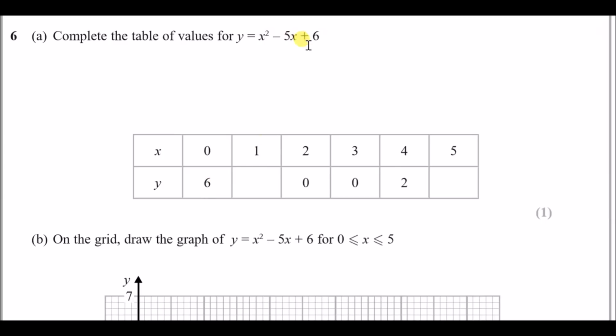So all you have to do is plug in 1. So y equals 1 squared, which is 1, minus 5 times 1, which is 5, plus 6. Put this in the calculator or do it all at once.